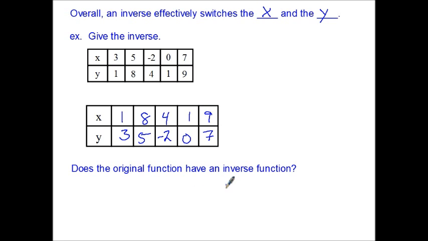Okay, that's a question that's going to come up from time to time. I have my original, hey, it's a nice function, all of my x's lead me to an individual y, but now when I do that inverse, am I still looking at a function? Well, if you look here, I've got a 1 that leads me to a 3, but then I've got a 1 that leads me to a 0. So in this case, does the original have an inverse function? No. We do have an inverse, it just happens to be that that inverse is not still a function.